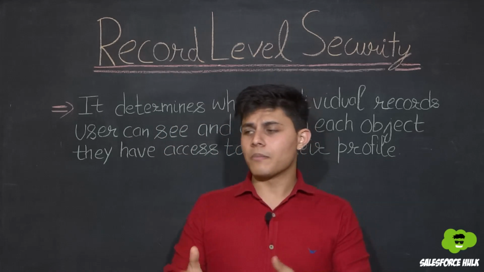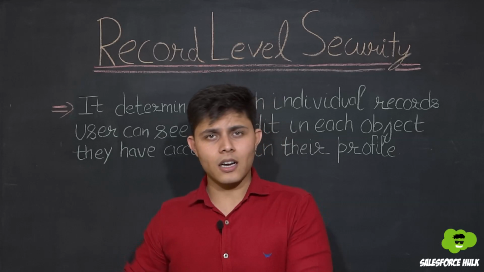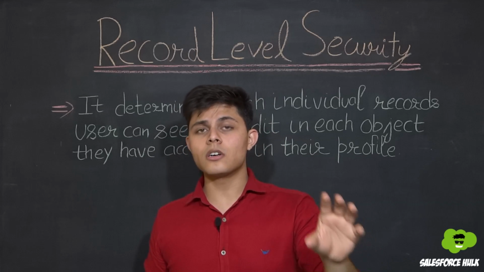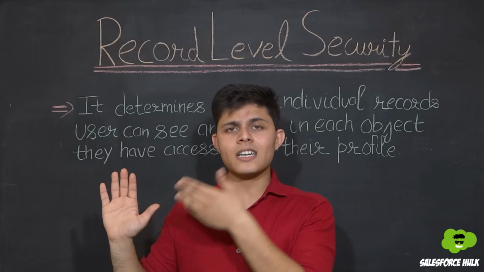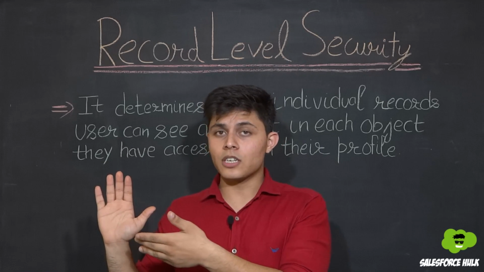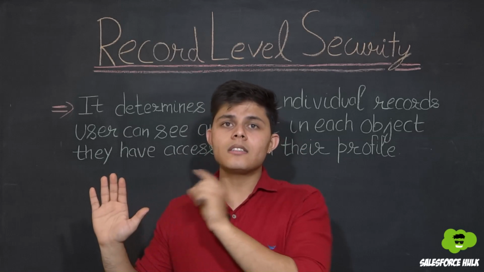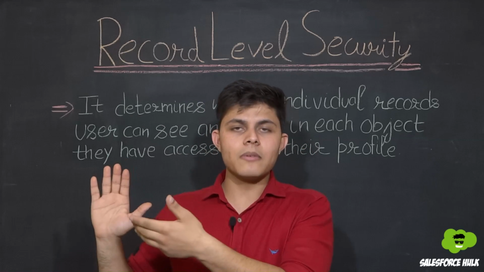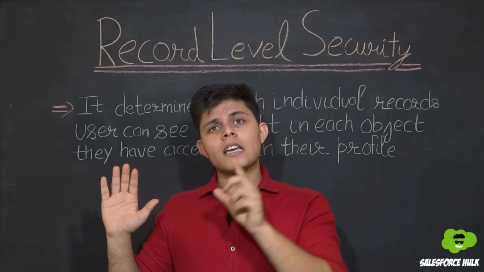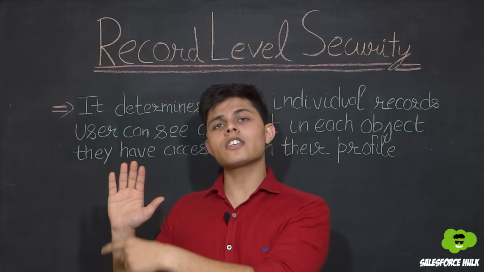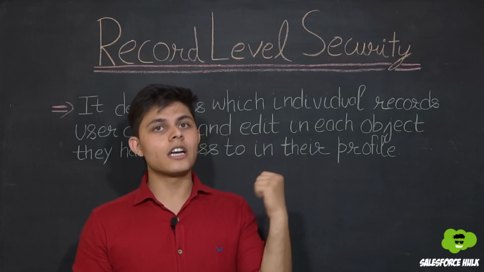Let me take another example. Same bank account object, current account, savings minor account. There is an executive or a user in your org who can edit the records of that particular object and who can see the records of that particular object. But you want that user to only be able to see savings minor and savings accounts, but he can only edit savings minor account. Then in that situation also you'll implement record level security.